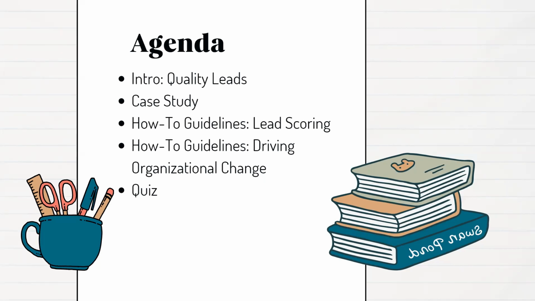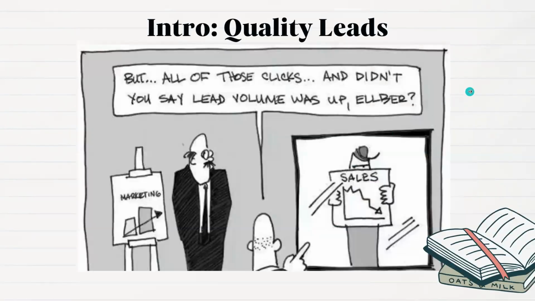Before we get into our presentation for today, I wanted to give you a quick rundown of our agenda. First, we'll get a quick introduction of what quality leads are and how that can be different between sales and marketing teams. Then we'll look at a quick case study and see how that relates back. Then we'll get a deeper dive into lead scoring as well as driving organizational change. And then we'll wrap it up with a quick little quiz just as a refresher of everything that we've learned. So let's go ahead and get right in.